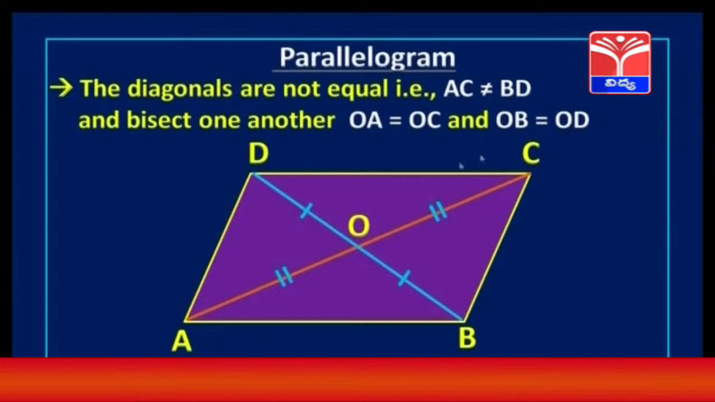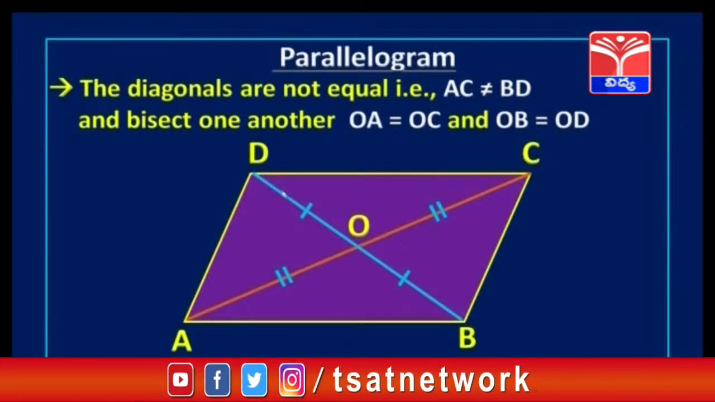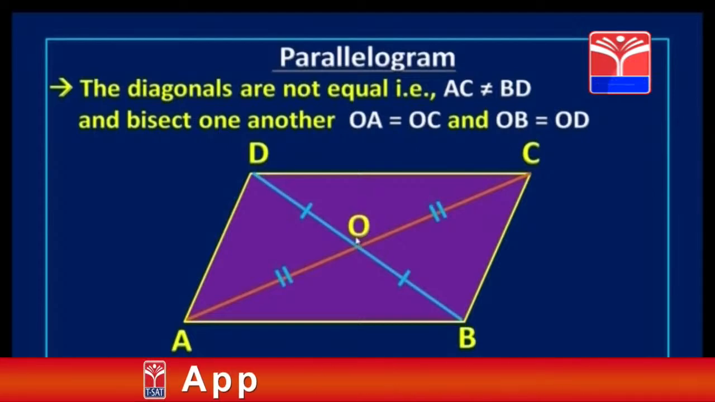What is meant by bisecting one another, children? Here, if I take AC diagonal, it is bisected at O. If I take BD diagonal, it is bisected at O. From this what you can understand? Yes, OA equal to OC and OB equal to OD. So, in a parallelogram, diagonals are not equal, but they bisect one another.